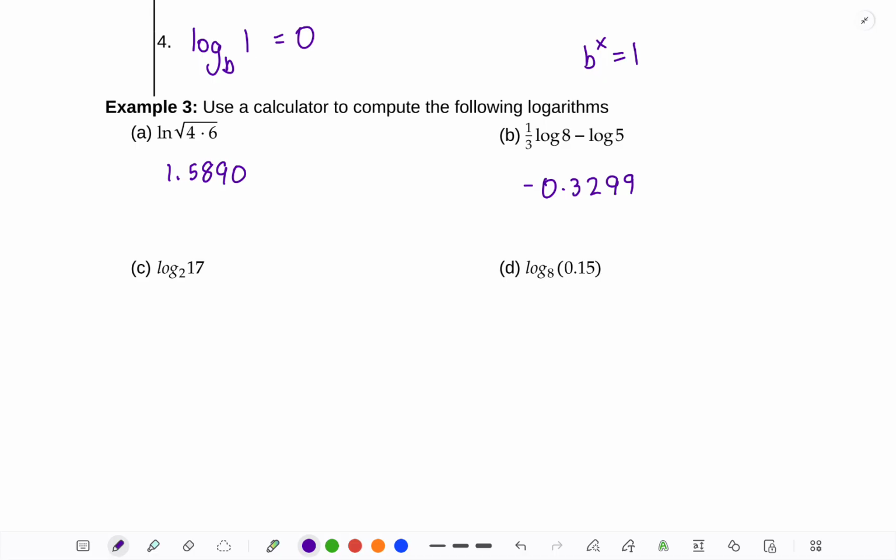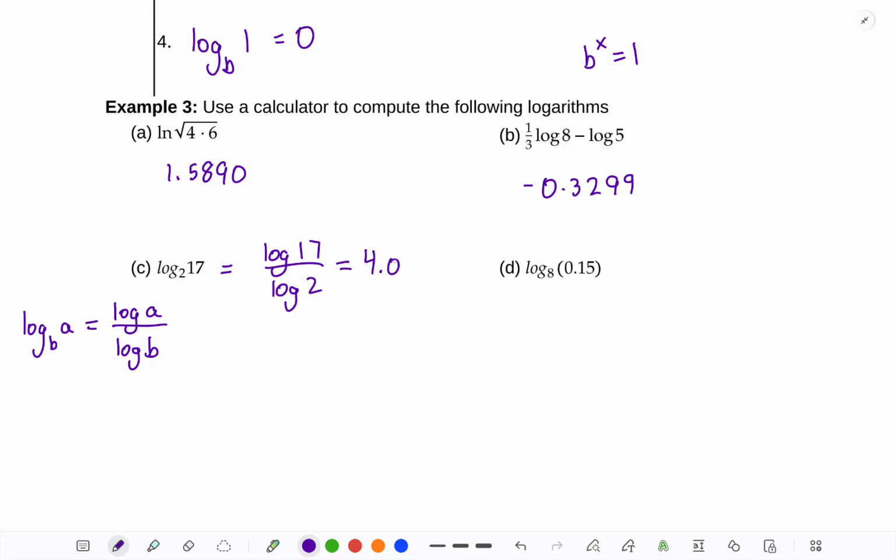But now for these last two, you won't have buttons on your calculator for them. So what we need to do is the change of base formula. What the change of base formula says is log base b of a is the same thing as log of a over log of b. So for c, that means we need to do log of 17 divided by log of 2. So we do log 17 divided by log of 2.